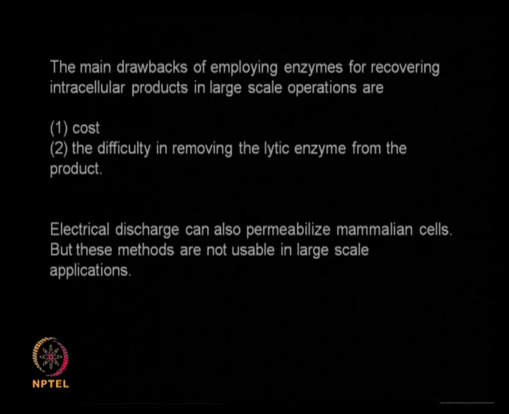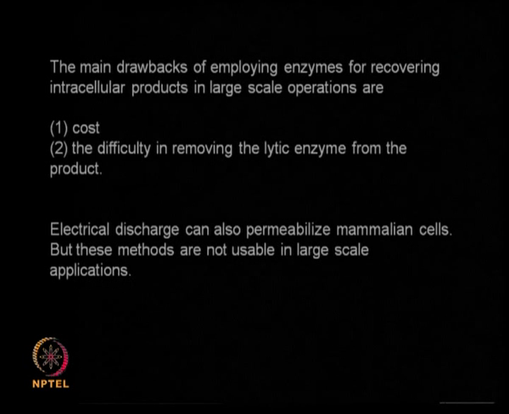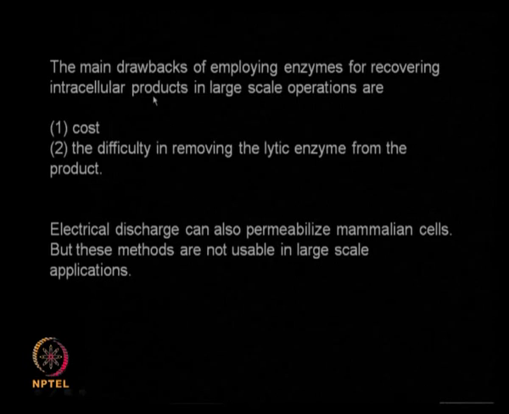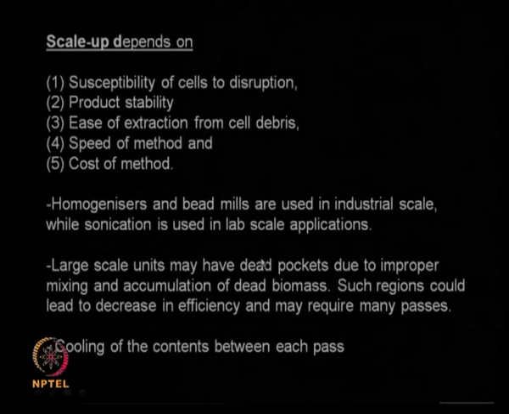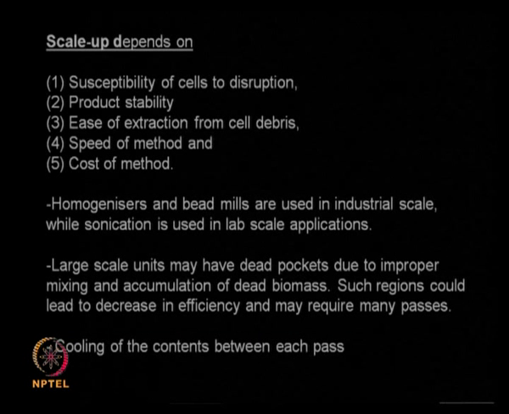So the main drawbacks, as I mentioned, are the cost and the difficulty of removing these enzymes after you have done this job, because if your intracellular product is an enzyme and you are using an enzyme, then how do I separate both of them. Sometimes even electric discharge can be used for permeabilizing mammalian cells, but you cannot use all these techniques for large scale applications.